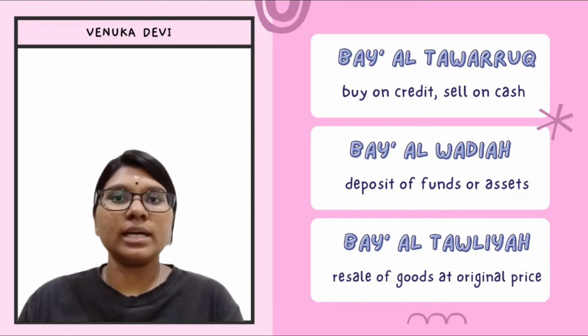Next is al-wadi'a, a trust arrangement that involves monetary deposits with another person for safekeeping. Next is al-tawliya, where the sales are made at the stated original cost with no profit or loss to the seller.